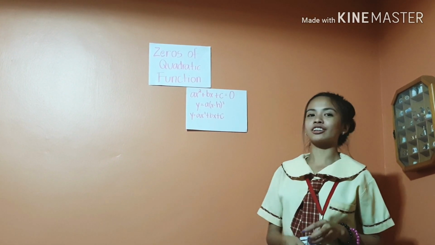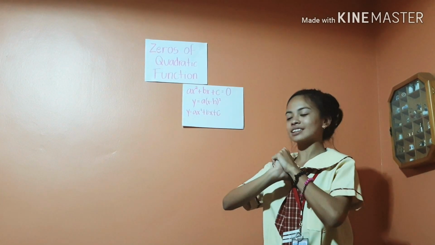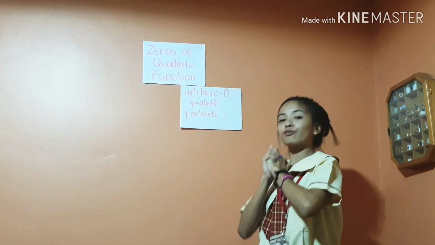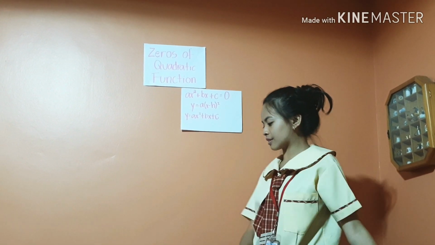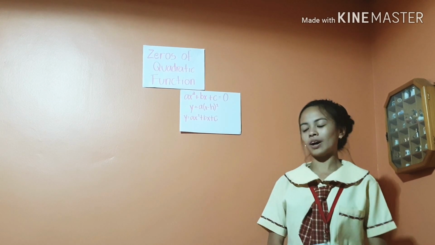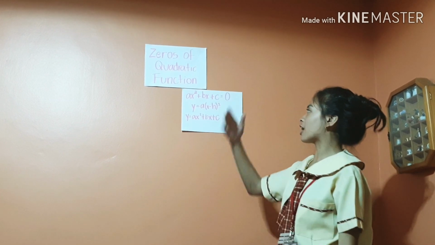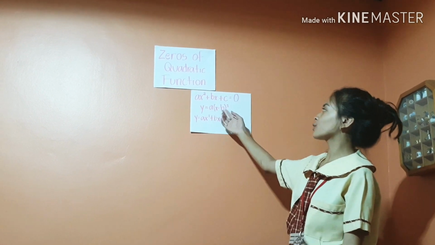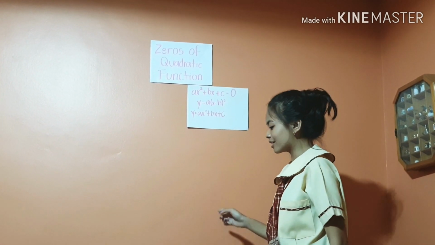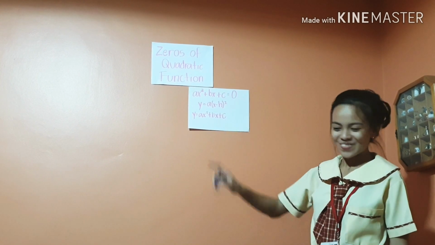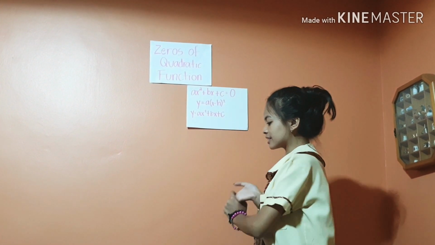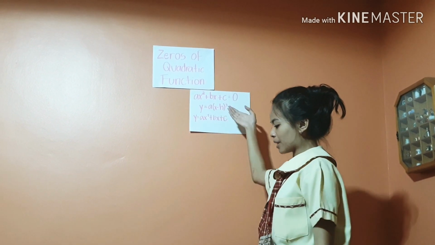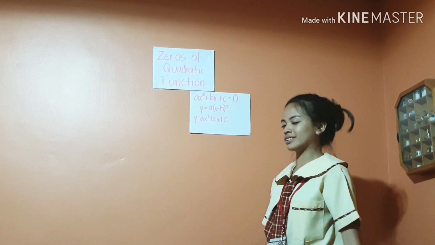For the quadratic function ax squared plus bx plus c equals 0, solve for x using any convenient method discussed in chapter 1. If the quadratic function is in the form y equals a quantity x minus h squared plus k, then express it in the form y equals ax squared plus bx plus c before replacing y by 0.